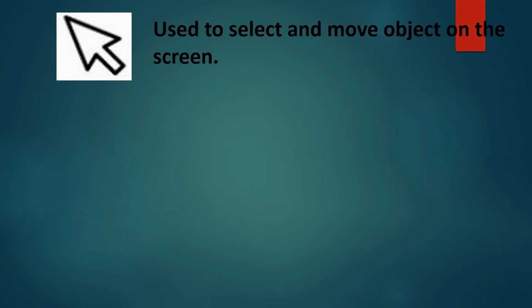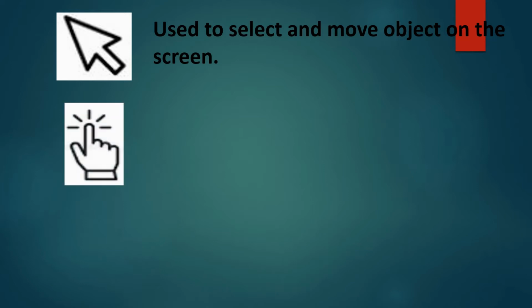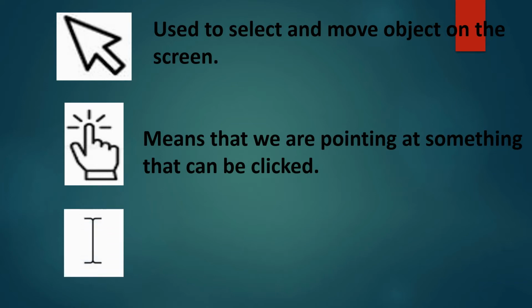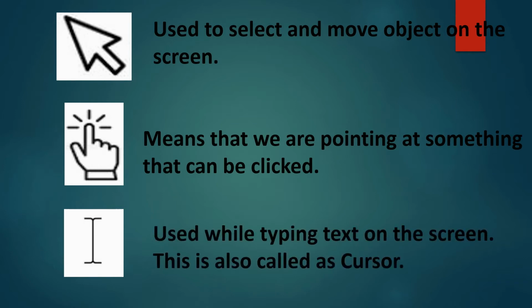First one, we can see an arrow on the desktop, that is used to select and move the object on the screen. Second one, we can see the hand finger showing, which means that we are pointing at something that can be clicked. Third one is the blinking line or standing line. That means we use it while typing text on the screen. It's called a cursor.